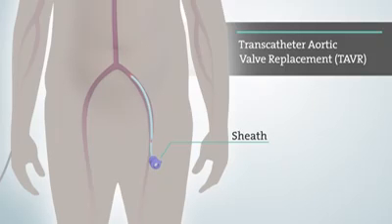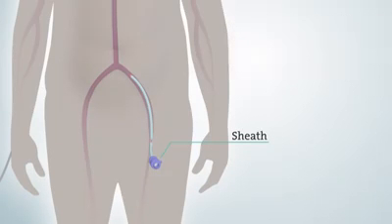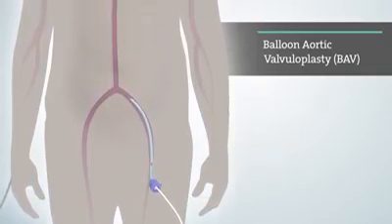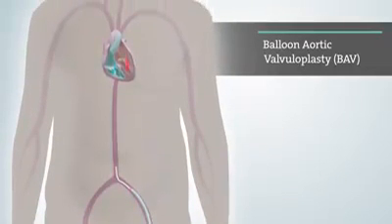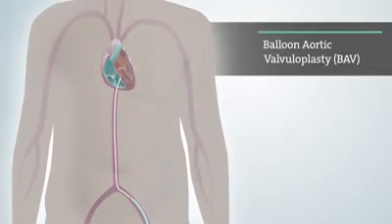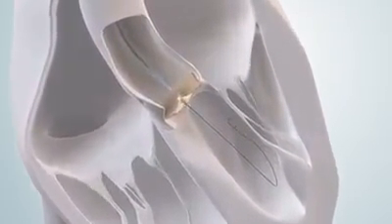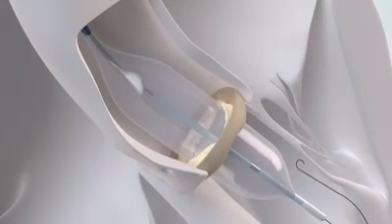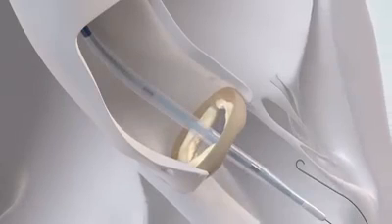Sometimes, as a first step during the TAVR procedure, balloon aortic valvuloplasty, also known as BAV, is performed in order to open your narrowed calcified valve. Once the sheath is in place, your doctor will guide a catheter with the balloon on the end of it up to your aortic valve. Once the balloon catheter reaches your aortic valve, the balloon is inflated to open your narrowed calcified valve. The balloon catheter is then deflated and pulled back from the aortic valve.